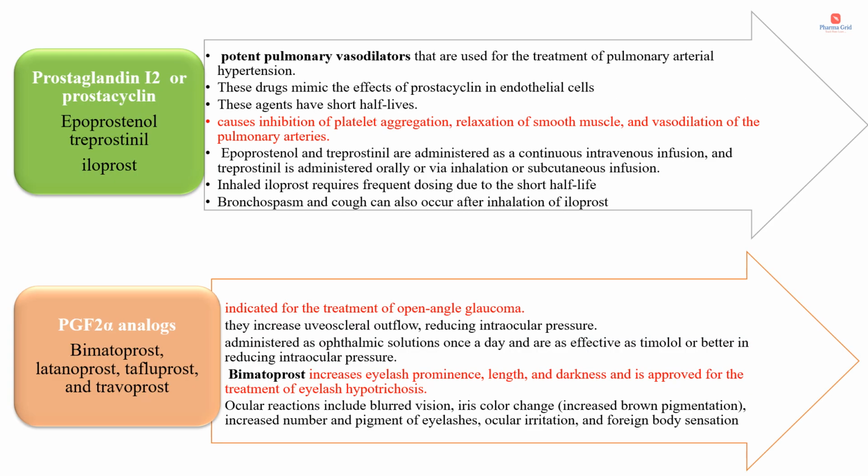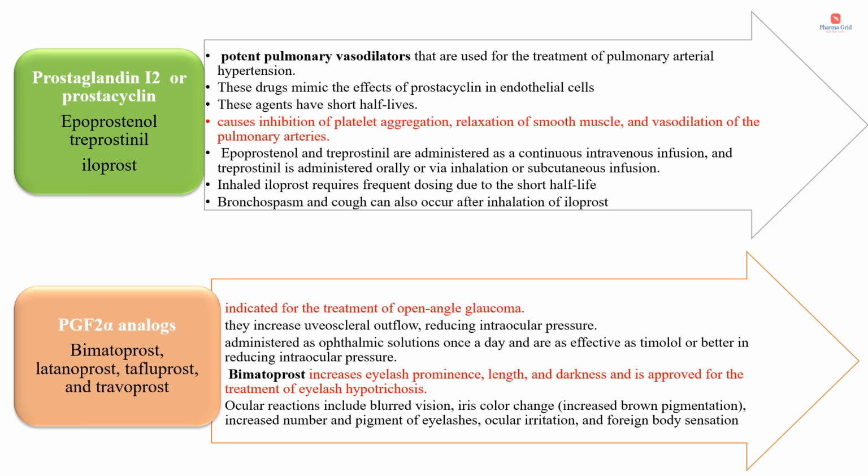So the first one is prostaglandin I2, or prostacyclin. Examples include epoprostenol, treprostinil and iloprost. These drugs are potent pulmonary vasodilators, so they are used for the treatment of pulmonary arterial hypertension. These drugs mimic the effects of prostacyclin in the endothelial cells. The function of prostacyclin is to inhibit platelet aggregation. These agents have short half-lives. These drugs cause inhibition of platelet aggregation, relaxation of smooth muscle and vasodilatation of the pulmonary arteries.